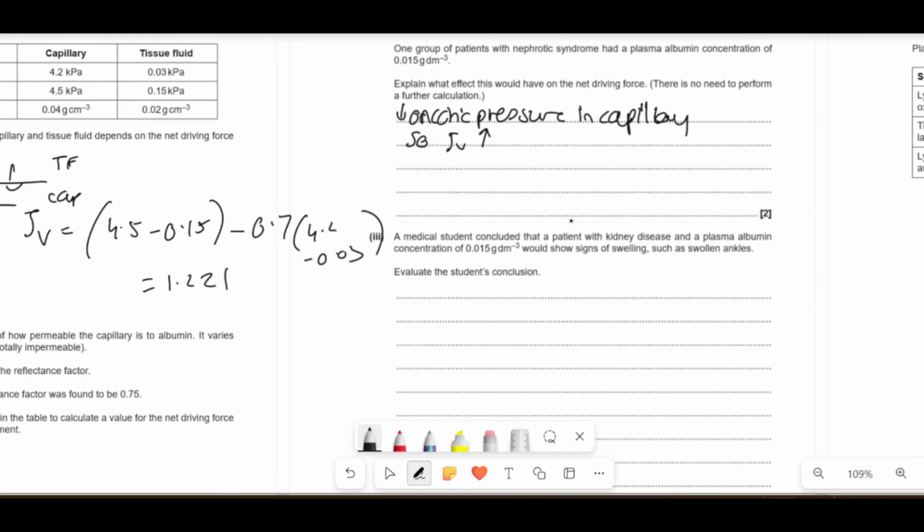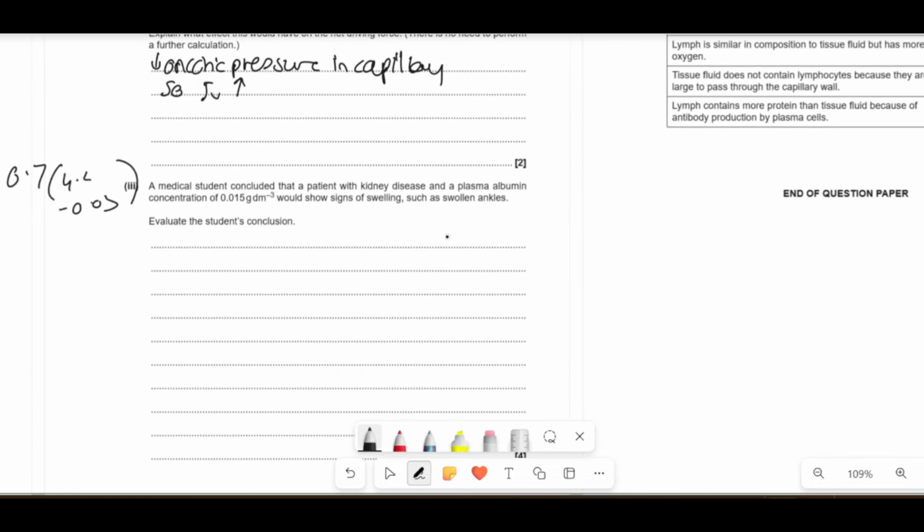So a medical student concluded that a patient with kidney disease and a plasma protein concentration of this would show signs of swelling, such as swollen ankles. Evaluate their conclusion.